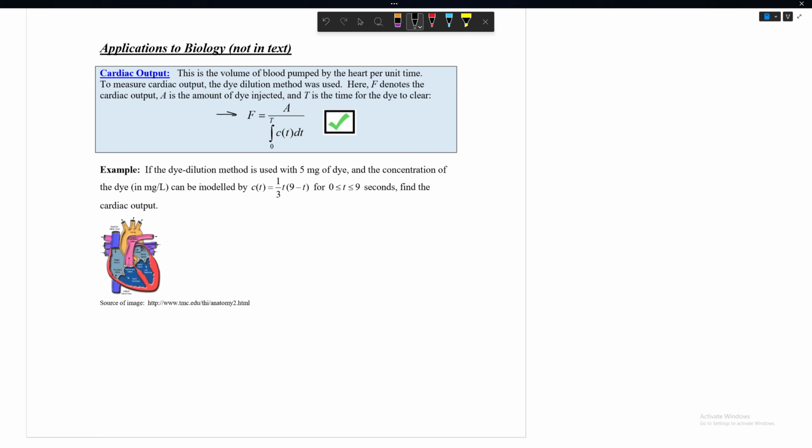Right. So if the dye dilution method is used, 5 milligrams of dye, and the concentration of the dye in milligrams per liter can be modeled by this function for between 0 to 9 seconds, find the cardiac output. So your F equals A, which is what you begin with, which in our case is 5, all over the integral from 0 to 9 of your c(t), which is 1/3 t(9 - t), dt. It's a no-brainer, to be honest.